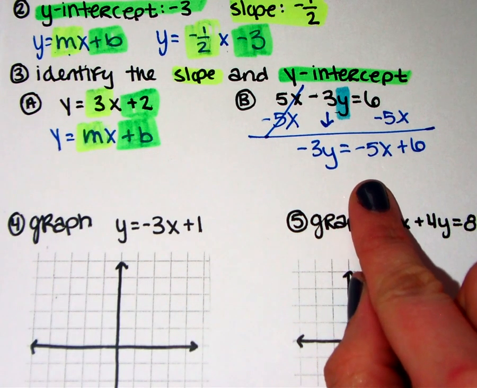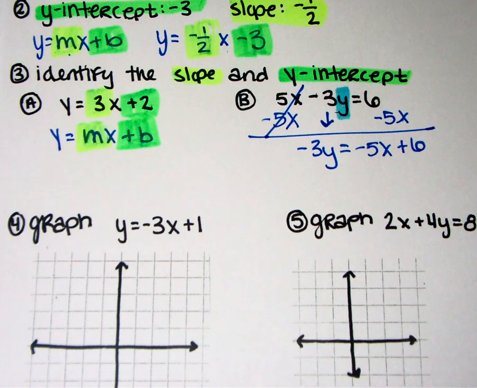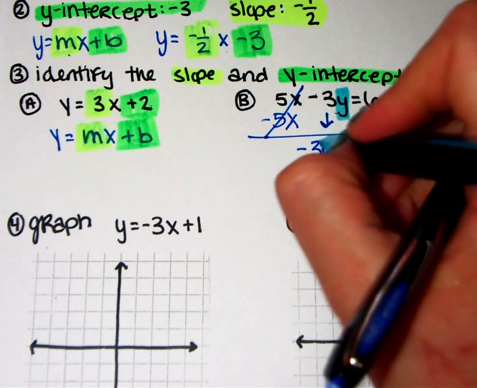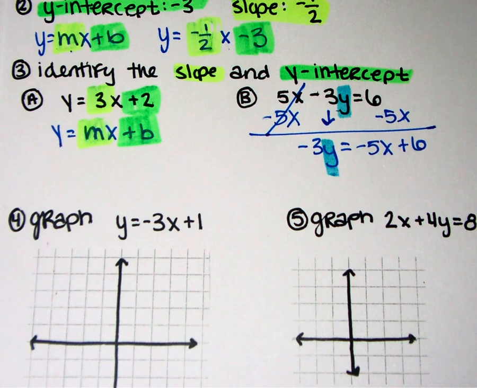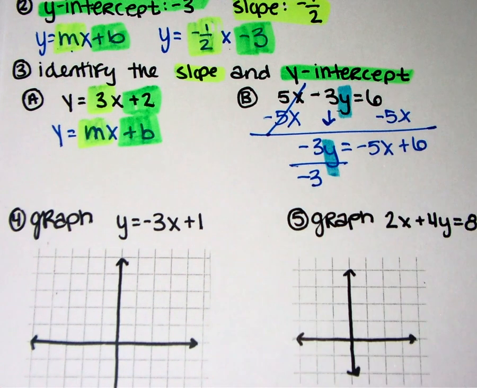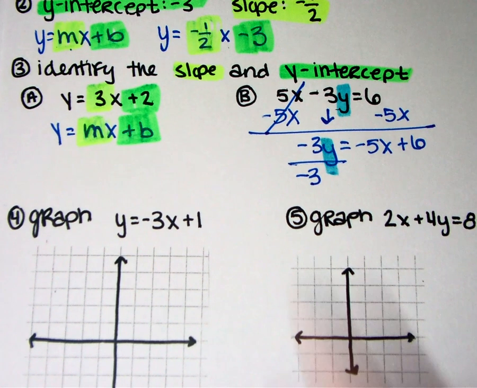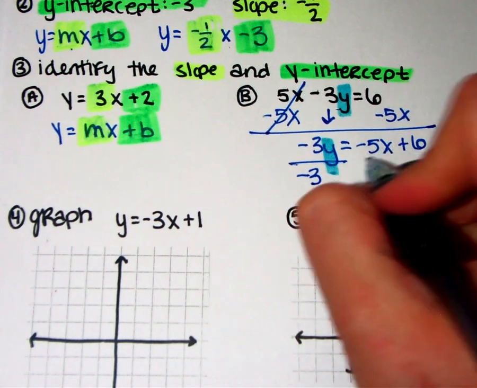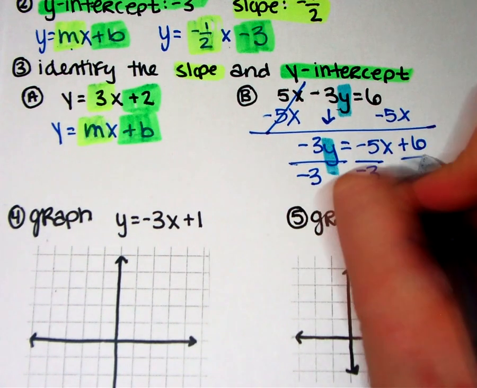We're still not able to identify slope and y-intercept because my y value is not isolated. So the -3 is being multiplied to y. So I'm going to divide by -3. And I'm not going to draw a huge division symbol. I'm going to treat it as individuals.